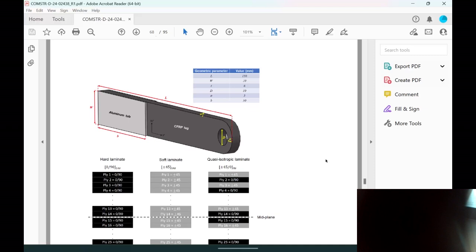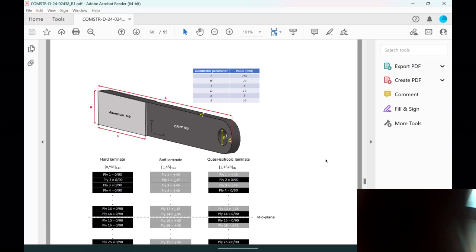We've got a laminate called soft laminate, which is angle ply. Everything is 45, minus 45, plus minus 45, and mid-plane 45. And we've got a quasi-isotropic laminate, which is balanced symmetry, which means we've got 45, 0, 90, 45, 0, 90, 45, 0, 90.